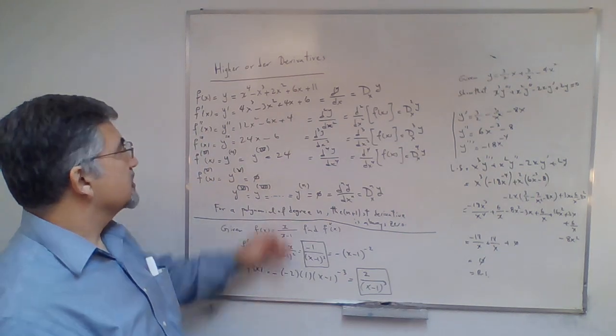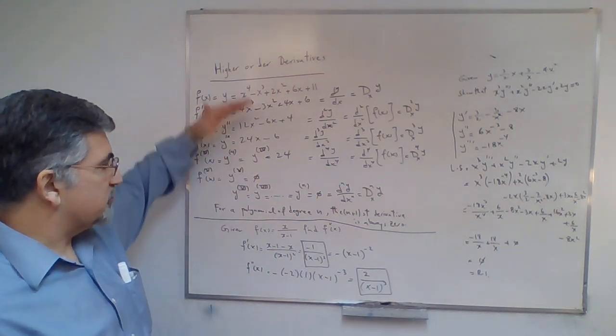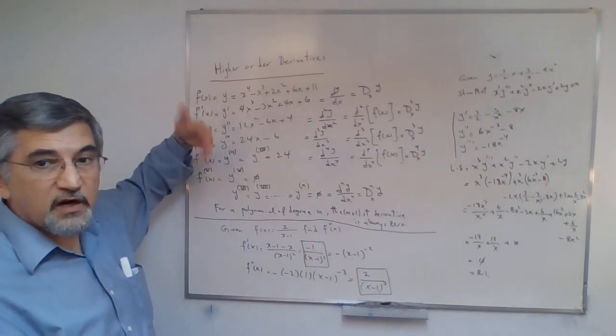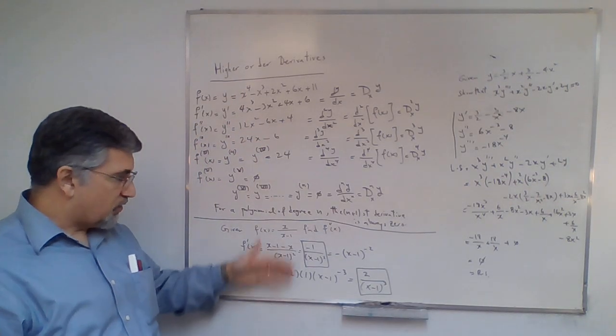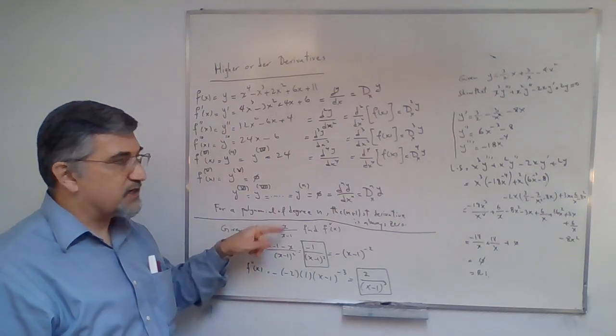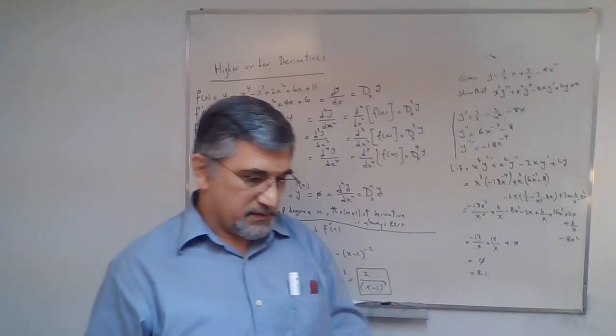Okay, so this lecture was about higher order derivatives. We learned about notation. We learned about what higher order derivatives are. Later, we will learn about their applications. We did one question here. We found the second derivative of a rational function. And we also did another exercise just as an example.